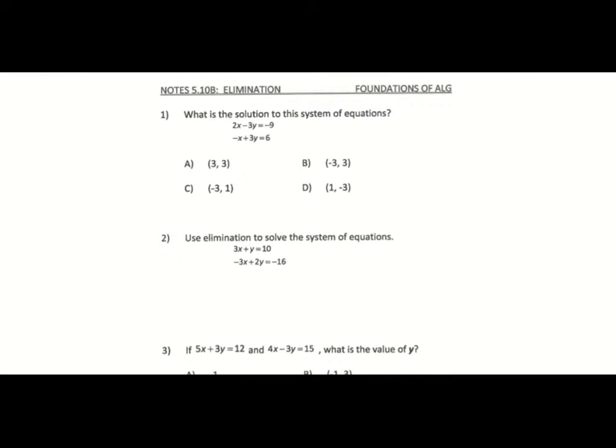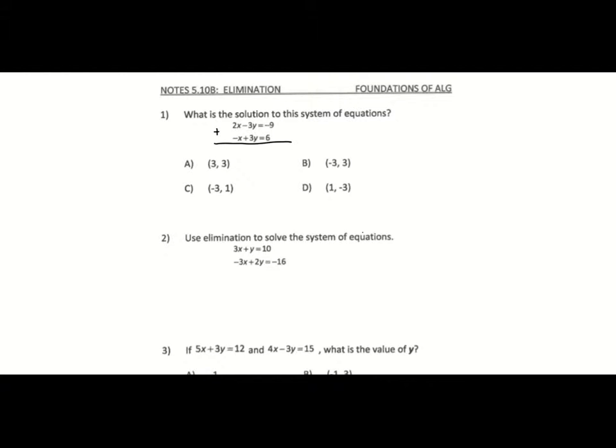Alright, 5.10b, we are going to go over a few more examples using elimination. So if we look at number 1, remember our first step for elimination is to make sure we have a variable with opposite coefficients. So if we have 2x as our first equation and a negative x, those are not opposite coefficients, but we have a negative 3y and a positive 3y, those are opposite, so we can add those equations together to get a new equation.